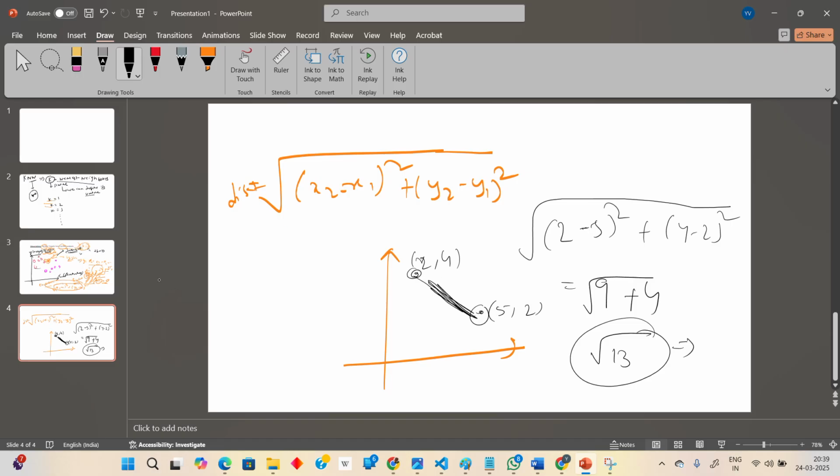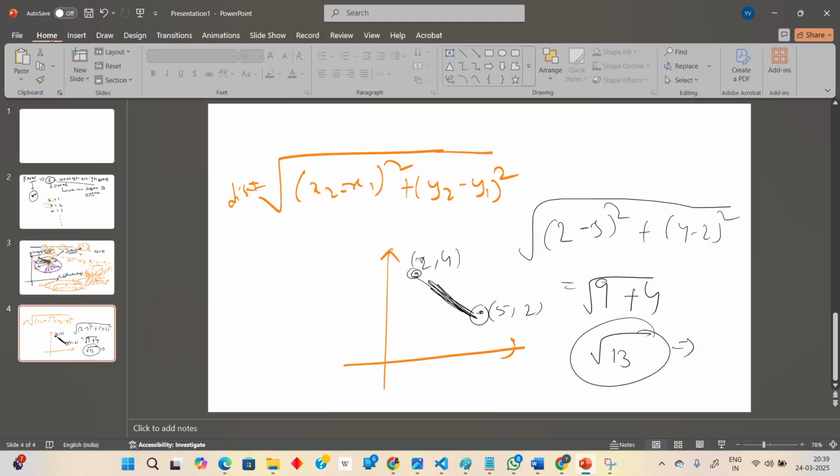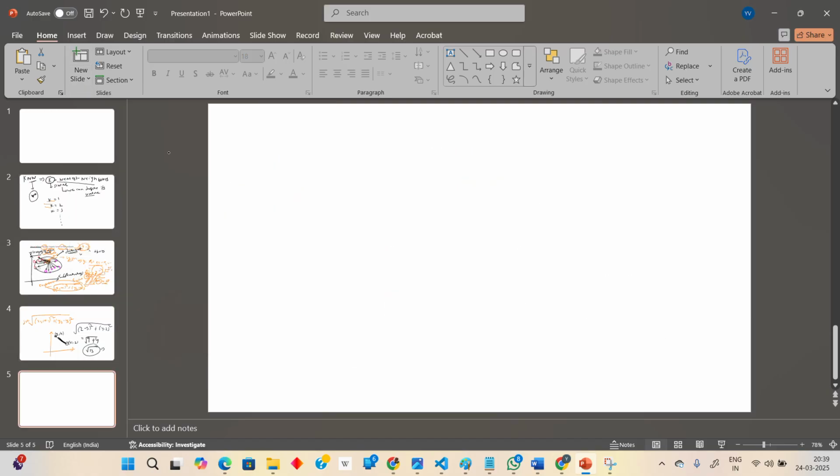Correct? Similarly, we will calculate the distance between the new point and each of the other points, one by one. We will calculate all the distances. Got it? So let us say there are 10 points.